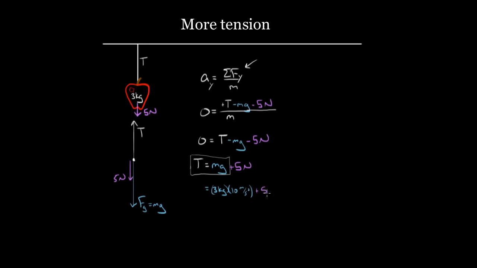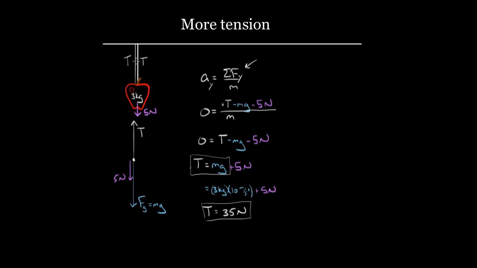So plus 5 newtons. So it's mg when it's just hanging there, but if there's extra forces, it won't be mg. In this case, with a 5 Newton force downward, it's going to be 30 plus 5, so it's going to be 35 newtons. So it's equal to mg in the easiest possible case, but if there's extra forces, it won't be equal to that.